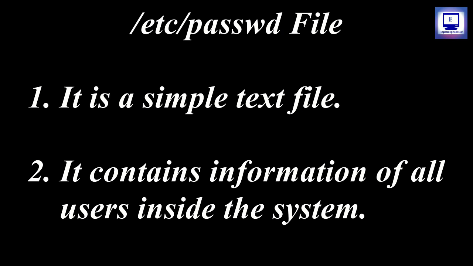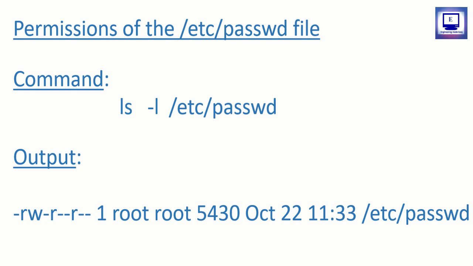Now note that this file's information is very useful at the time of logging into the system, and the system verifies this to get the information of a specific user and its password, but mostly the information of the user from this passwd file. Now let's see the permissions of this file, which can be seen using this ls command, and this ls command gives us the result that is displayed here, and we'll discuss each of these fields.